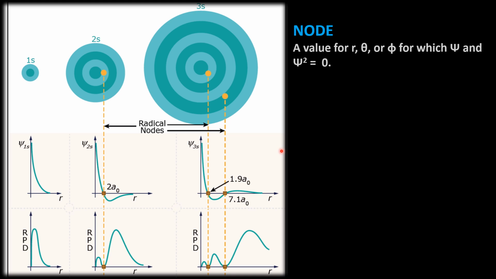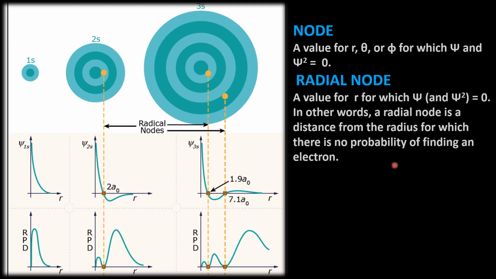Radial nodes means it depends on the radial distance from the nucleus. We can define radial nodes as the value of r for which psi and psi squared, that is the wave function and wave function amplitude squared, are equal to 0. That is, it depends only on the value of r. In other words, the radial node is the distance from the nucleus at which there is no probability of finding the electron. At that radial distance the wave function is equal to 0, and there is no probability of finding the electron, and this area is called a radial node.